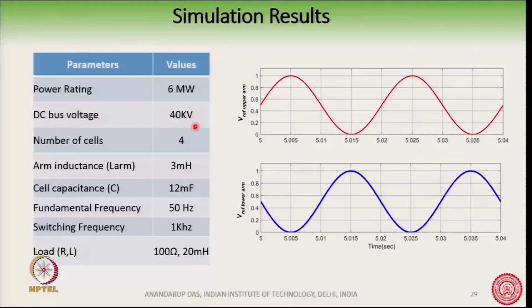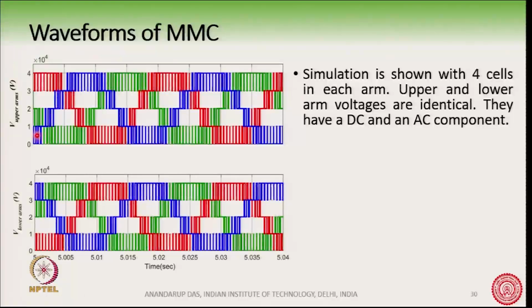The total DC bus voltage is 40 kV, so each is 10 kV. I was mistaken, not 1000 volt, 10,000 volts. So, this is 40 kilovolt divided by the number of cells, E by N. Each voltage is 10 kilovolt. So, 0, 10 kV, 20 kV, 30 kV and 40 kV. There are 5 levels, because there are 4 half bridges in each arm, and these are the steps.